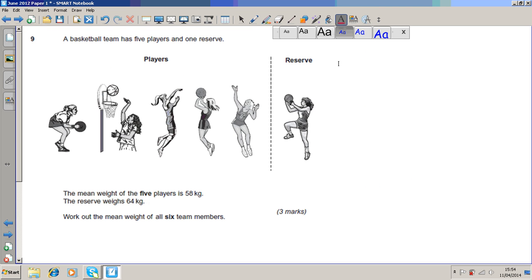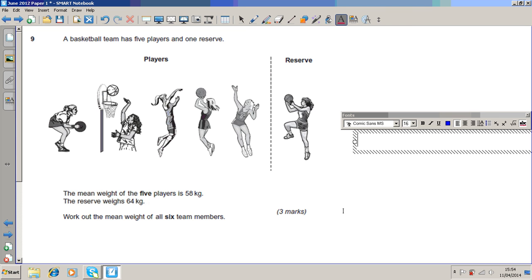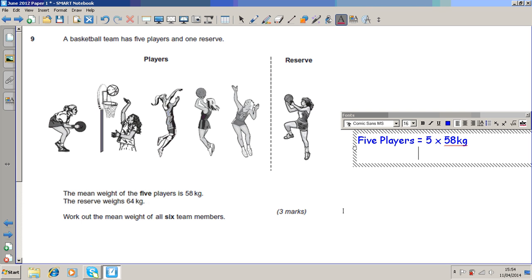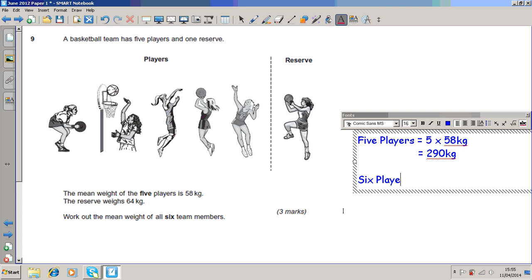Number 9. This looks like a good one. The mean weight of the 5 players is 58, the reserve weighs 64. Work out the mean of all 6 team members. Okay, so the 5 players equals 5 times 58 kilograms, because that's our average. So 5 times 58 is going to be 290 kilograms. And again, use grid method on that if you need to work it out. So now 6 players is going to be 290 plus the reserve, 64. So that's going to be 354 kilograms.